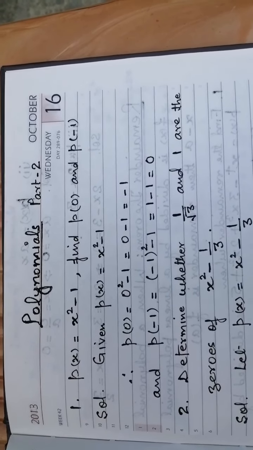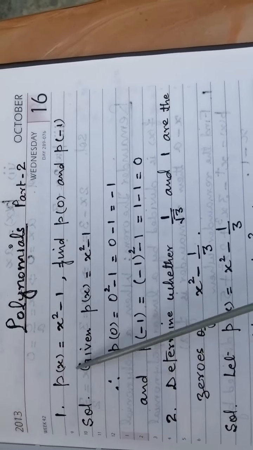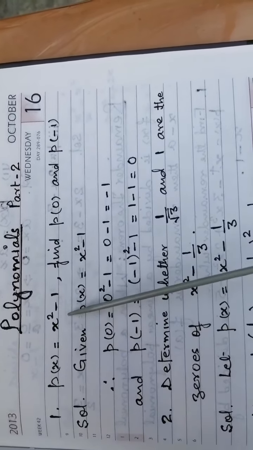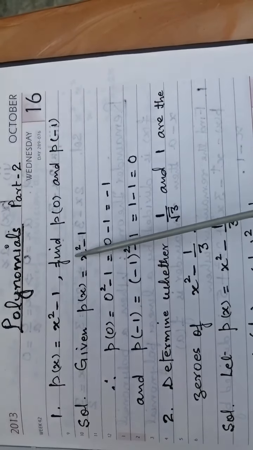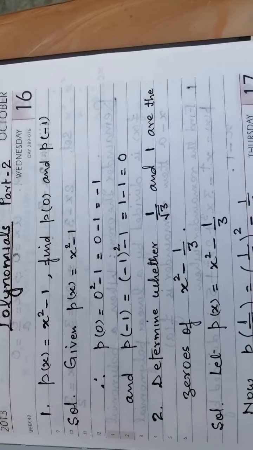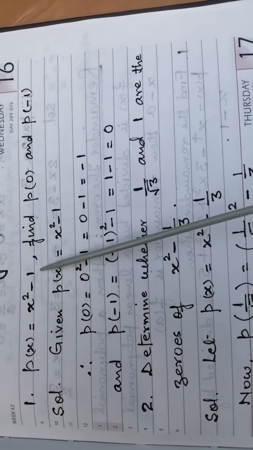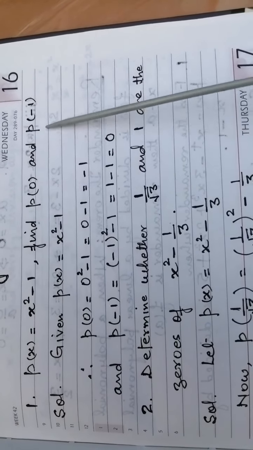Today I continue with polynomials for class 9. First question: a polynomial p of x is equal to x square minus 1. Find p of 0 and p of minus 1. Right? The polynomial is p of x is equal to x square minus 1. Find p of 0 and p of minus 1.